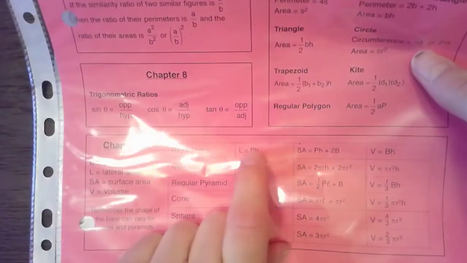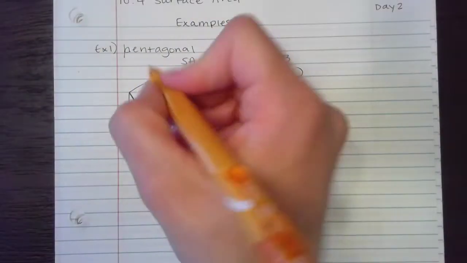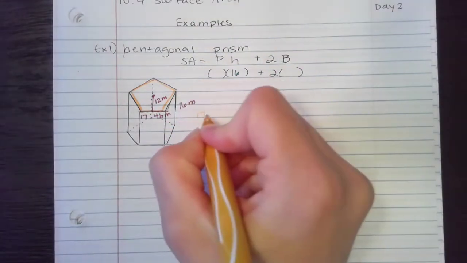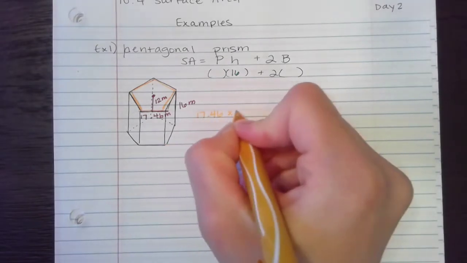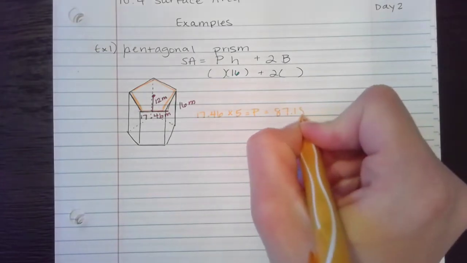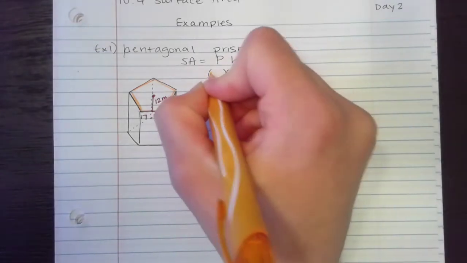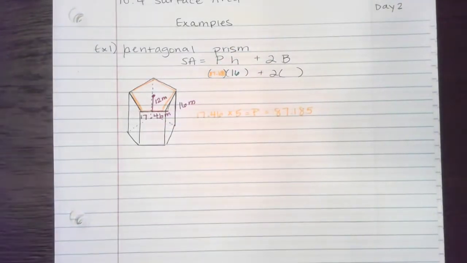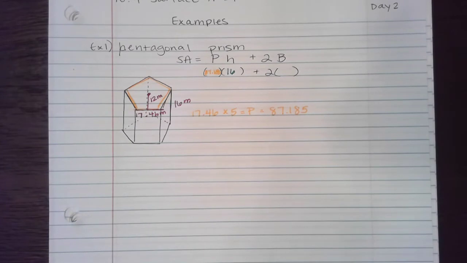But that big P stands for the perimeter of the base. So the perimeter is the whole thing here, all of that added up. And if there are 5 sides and each side is 17.46, we have 17.46 times 5. That's my perimeter. My perimeter is 87.185. And I'm going to squeeze that right in there. And I've been rounding to the nearest 10,000th. You could round to really whatever you wanted to do.